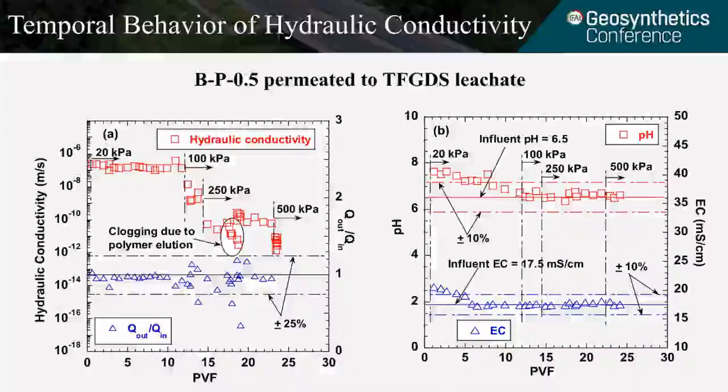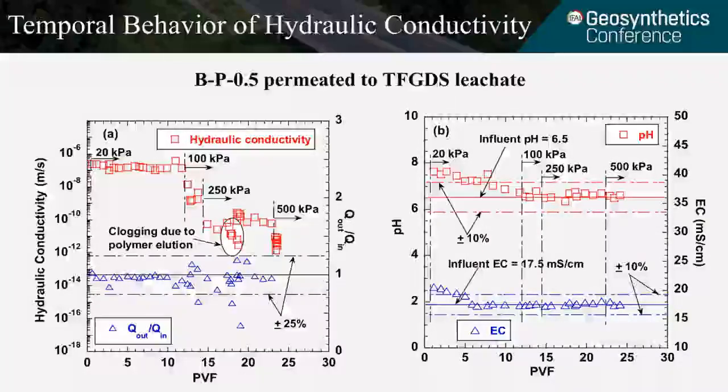This slide shows the temporal behavior of BP 0.5 GCL to TFGD leachate. The left figure shows the hydraulic conductivity as well as Q out versus Q in. The right figure shows the pH and EC value, the ratio between pH out versus pH in, which is used to determine the chemical equilibrium.